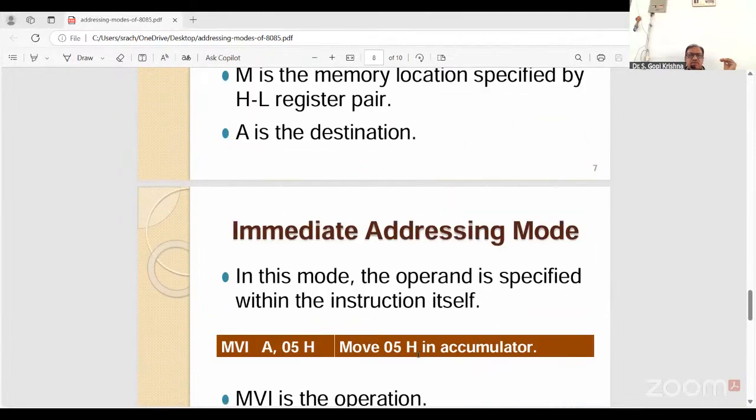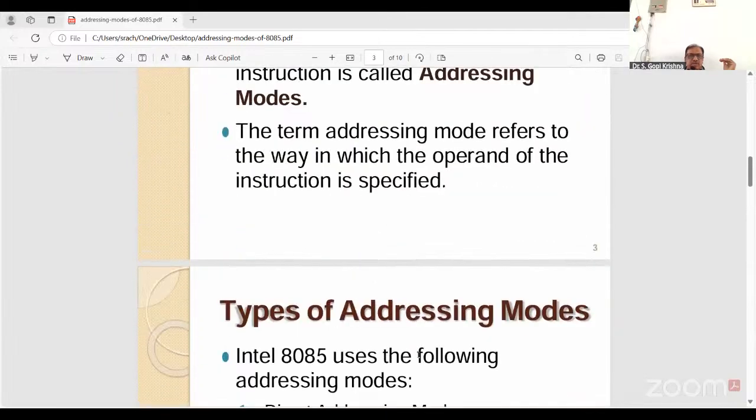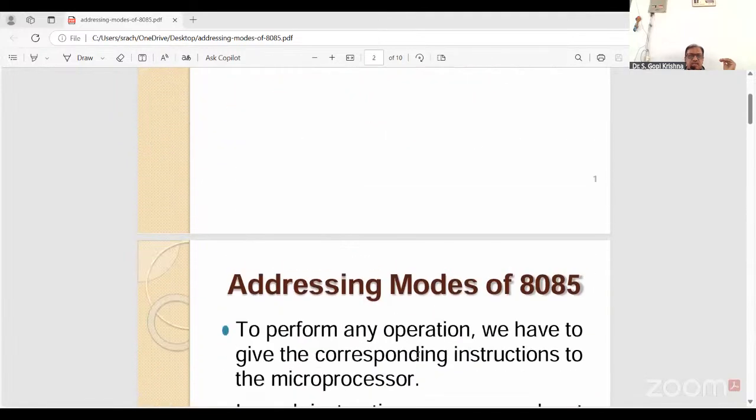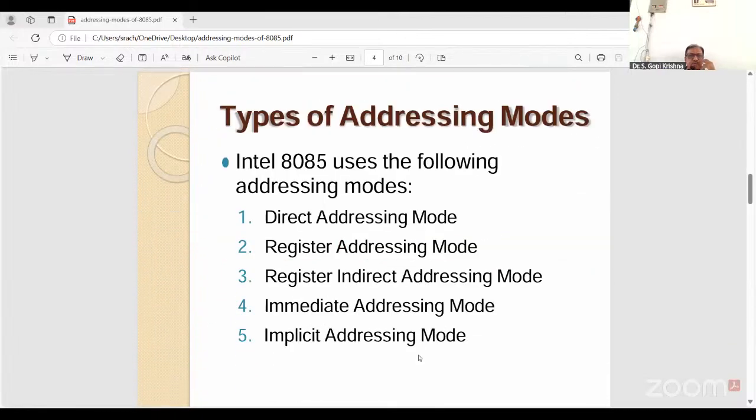These are the 5 different addressing modes that are important. Once again, I repeat the addressing modes: direct addressing mode, register addressing mode, register indirect addressing mode, immediate addressing mode, and implicit addressing mode. These are the various addressing modes.